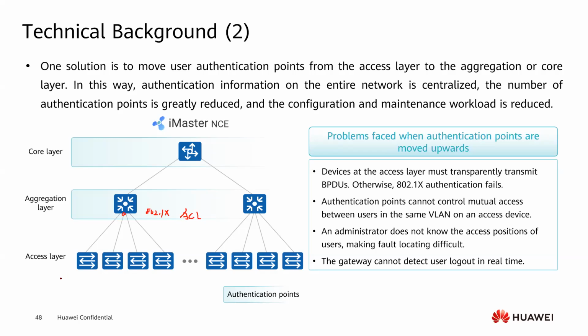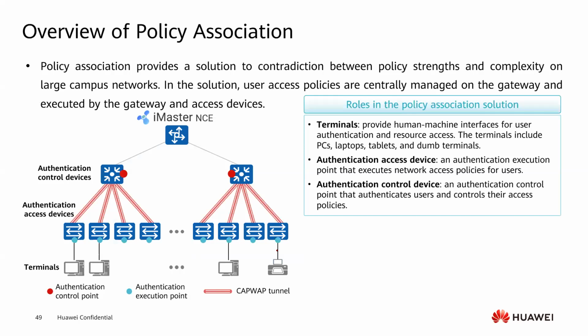So traffic within the same VLAN can directly connect with each other through the access layers. In this way, you are not able to control the traffic. So this is the problem with moving the authentication point up to the upper layer. Based on this background, we introduce policy association.